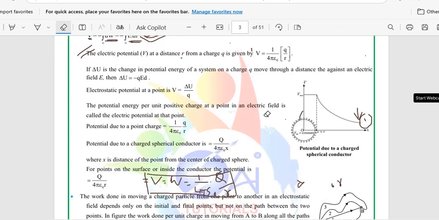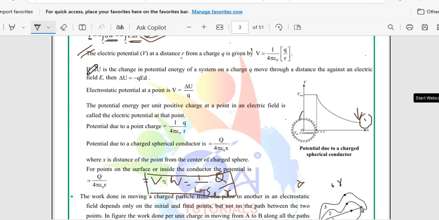Okay. Suppose, next concept: if capital U is a change in potential energy. Sorry, the change in potential energy of a system on a charge Q moving through a distance against an electric field E, then that change in potential energy will become minus QED.